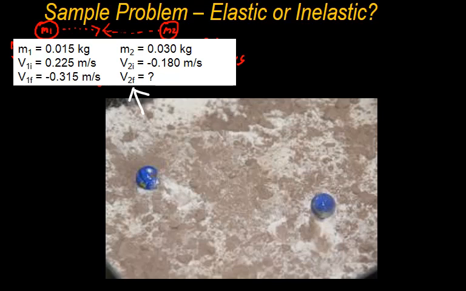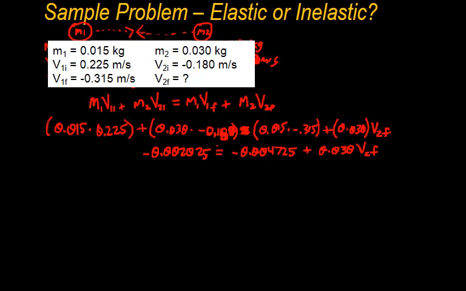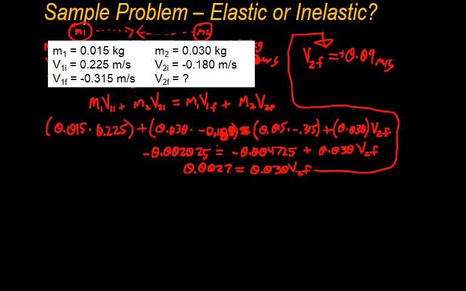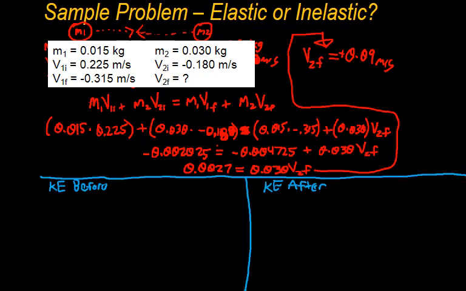So go ahead and pause the clip and get V2 final, and when you're ready to check, you can hit play to continue. All right, so we should get for V2 final 0.09 meters per second. So now what you're going to do is calculate the energy before, calculate the energy after, and then if they're the same, we know it's elastic. If they're not, then it's inelastic. So go ahead and pause the clip and give that a try, and when you're ready to check, you can hit play to continue.